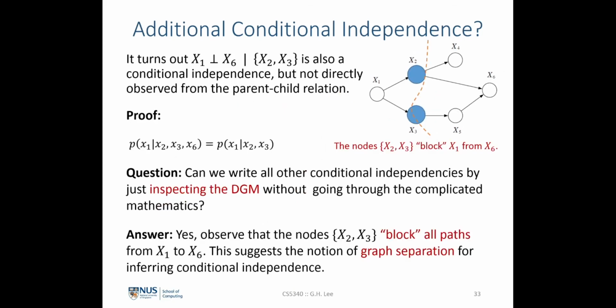The answer turns out to be yes, and we can do this by observing the graph structure where the paths from one node to another are being blocked by a set of nodes which are directly observed. So here, for example, in the example that we have looked at earlier, x1 is conditionally independent of x6, given that we have observed x2 and x3. If we observe x2 and x3, this means that there is a block of the path. That means that we cannot traverse from x1 to x6 in all possible directions. And this means that x6 and x1 become conditionally independent, given that we have observed x2 and x3.